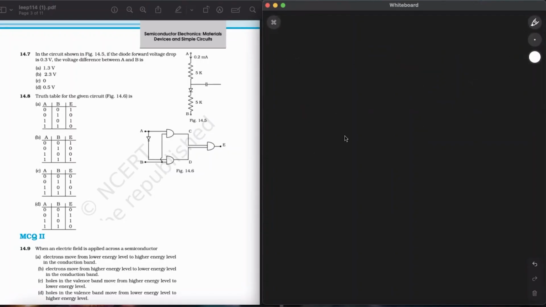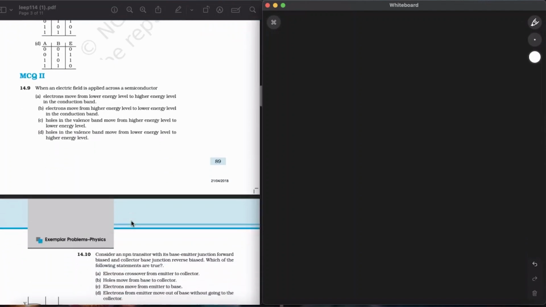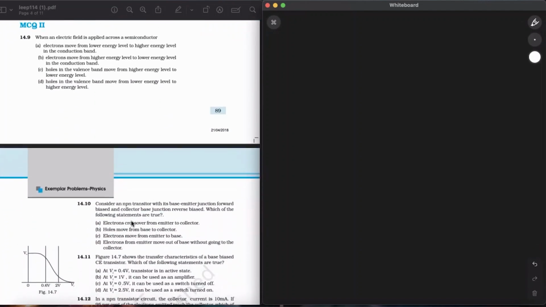When an electric field is applied across a semiconductor: option A, electrons move from lower energy level to higher energy level in the conduction band; option B, electrons move from higher energy level to lower energy level in the conduction band; option C, holes in the valence band move from higher energy level to lower energy level; option D, holes in the valence band move from lower energy to higher energy. Okay, let's check. When an electric field is applied across a semiconductor, option A is correct: electrons move from lower energy level to higher energy level in the conduction band. And since it is a multi-correct type, more options may be correct.